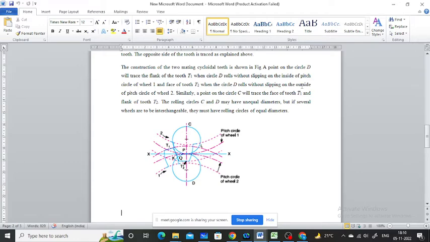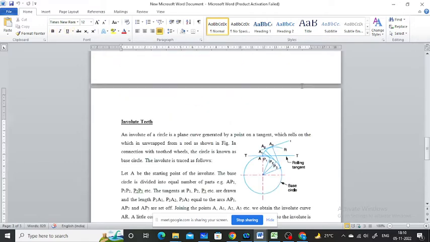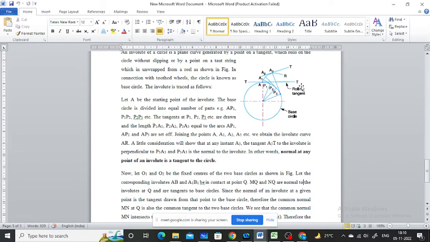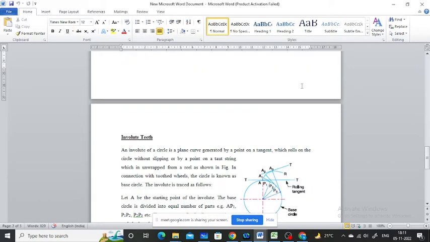Okay, now we discuss the involute teeth. Now we discuss the difference between the cycloidal and involute. Okay, firstly in this diagram, this is the profile of the involute teeth. In this diagram, we see that this tooth is generated by only one curve. Okay, so it means involute. There is a definition of involute teeth.